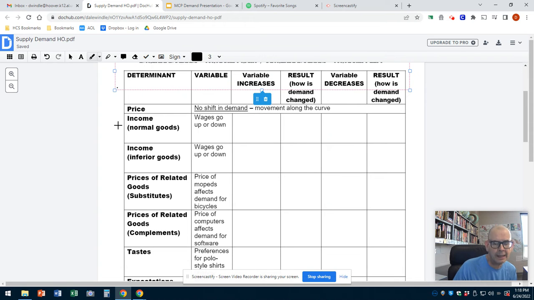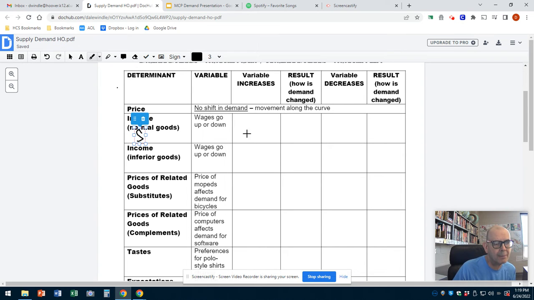Now, there are 5 things that will change it, however. Income is one, and it changes in 2 different ways. So income and normal goods. A normal good is a good for which, as your income increases, you buy more of it. So it's a normal good, something people want more of. Let me write steak right here, S-T-E-A-K, because steak's a normal good. You may think, I don't eat steak. I don't buy more steak, regardless of my income. I know. I'm talking about the market as a whole. The market, on average, if its income goes up, it will buy more steak.